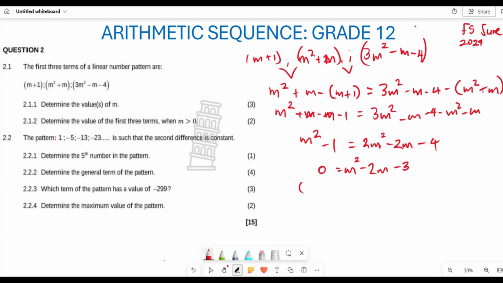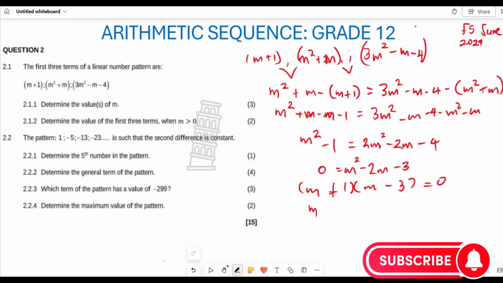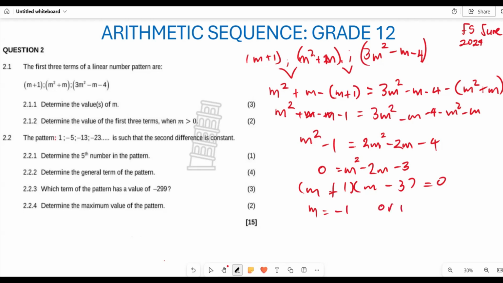Then you can open your brackets, equate this to 0. Here it's going to be m, this is going to be m. Here you're going to use 3 and 1. This is going to be your negative, and this is your positive, which means now the values of your m are going to be negative 1, or your m is going to be same as 3. Once again, so basically that's how we go about solving that.